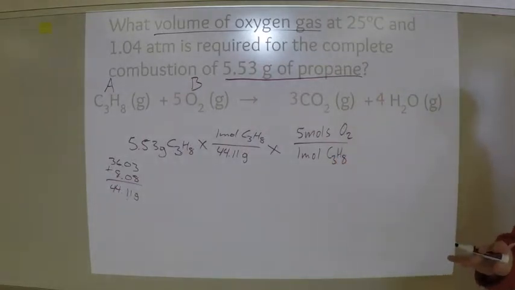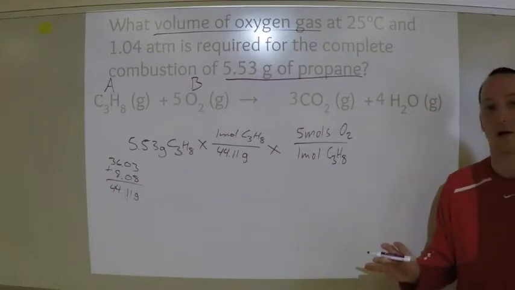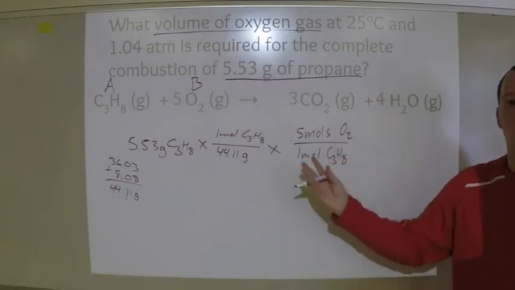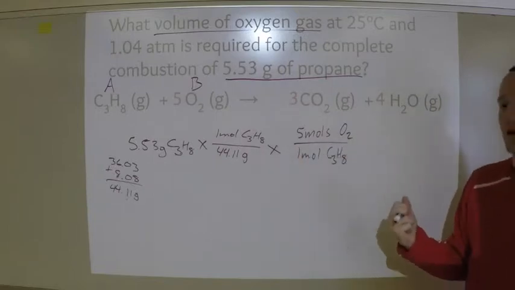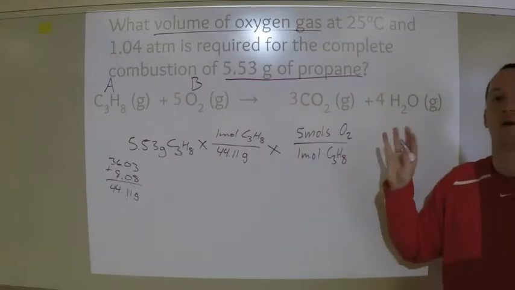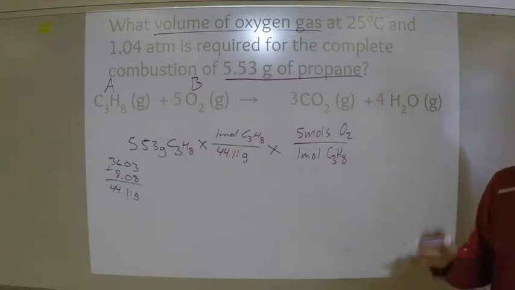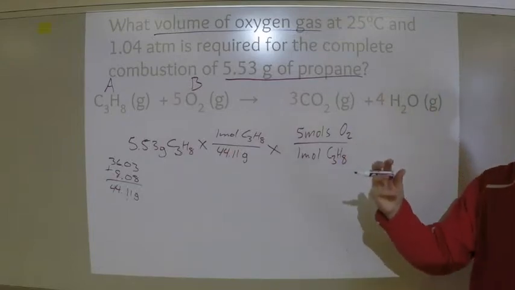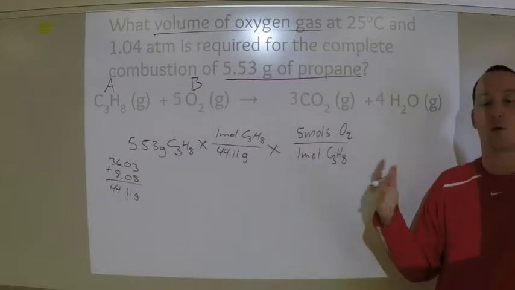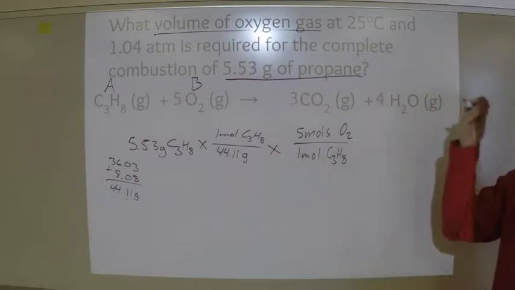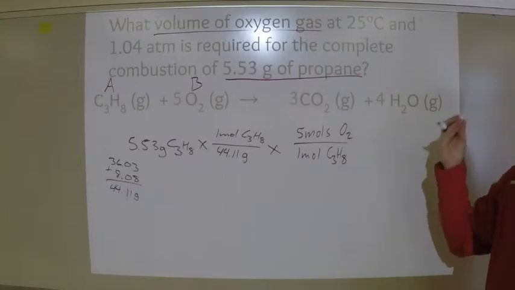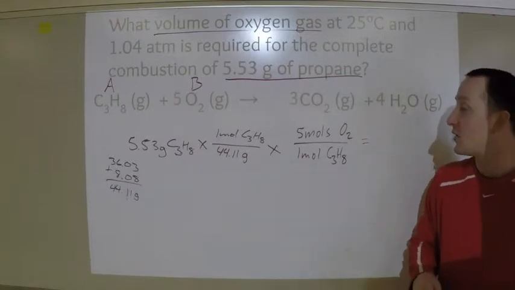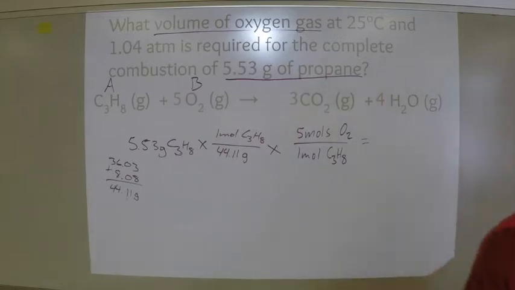And I'm going to stop right here for now. And you might say, well, wait a minute, we're not done. Well, we're done using dimensional analysis. Because if I stop right here, I am now in moles of B. And the next thing on our mole map that we talked about earlier is to convert from moles of B, or moles of oxygen, to my desired amount using PV equals nRT. First, I'm going to do the math to figure out how many moles of oxygen I would need.